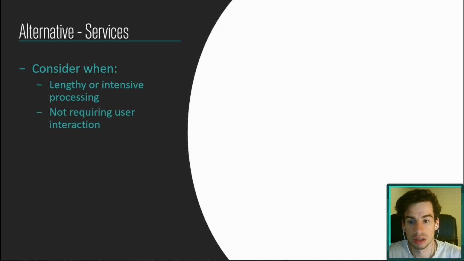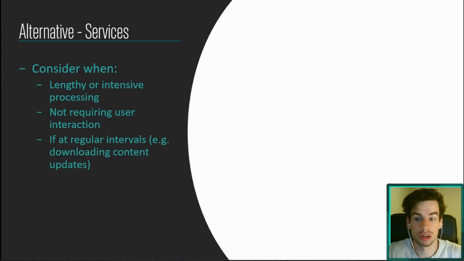Secondly, we can consider it when we don't require a user interaction, which could be, for example, downloading content in regular intervals. You can imagine here that, for example, Instagram wants to refresh your feed every now and then, and this just happens on a timed interval. So this can be done by a service rather than a thread.